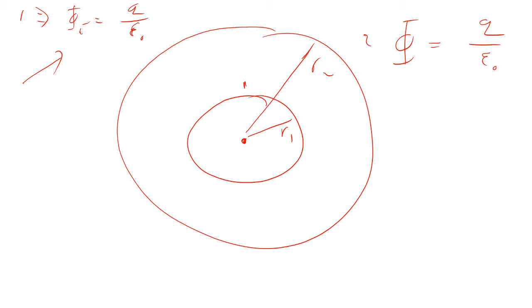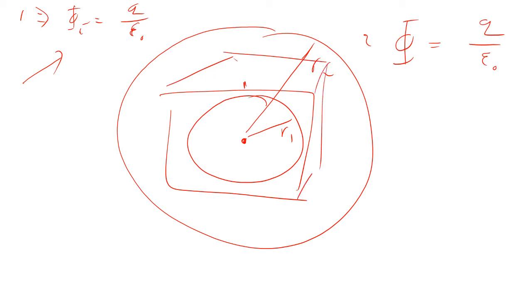So remember, the flux is kind of like the charge, or rather the electric field going through the surface. So that means if I have any sphere in between here, then the flux is going to be q over epsilon naught. Now here's the next question. What about a cube sandwiched between the spheres?